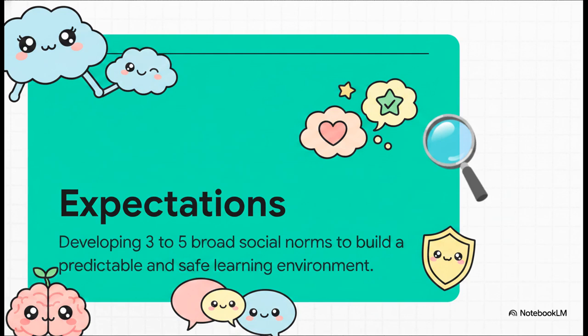Moving on to the E, establishing expectations. Now, this is not about handing out a rigid, punishing list of thou shalt nots on the very first day of school. Forget that. It's about developing 3 to 5 broad social norms, like be respectful or be safe. This is a highly collaborative way to foster social and emotional learning. For a student who has lived through trauma, this kind of transparency and predictability is absolutely an essential support system.